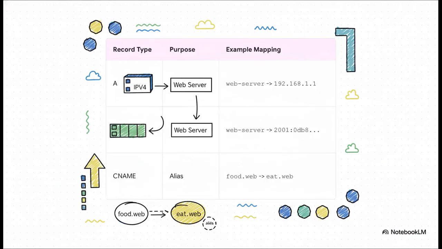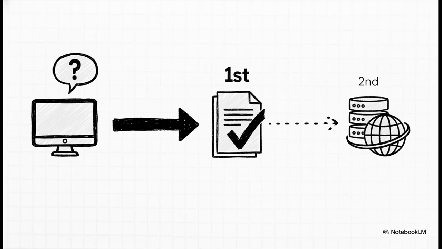For the exam, you absolutely need to know these three record types. An A record, that points a name to a classic IPv4 address. The AAAA record, or Quad A, does the exact same thing but for the newer IPv6 addresses. And the CNAME, or canonical name, that's really just a nickname. It says food.webserver is actually just another name for eat.webserver. Know these three cold.